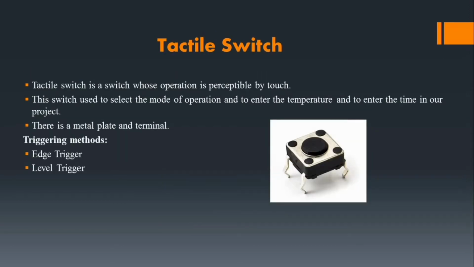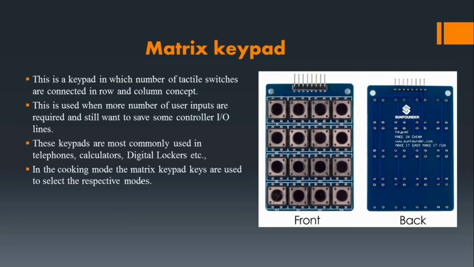Next, the tactile switch. A tactile switch is a switch whose operation is perceptible by touch. This switch is used to select the mode of operation, and to enter the temperature and the time in our project. There is a metal plate and a terminal. Triggering methods: edge trigger and level trigger. And the next, matrix keypad.